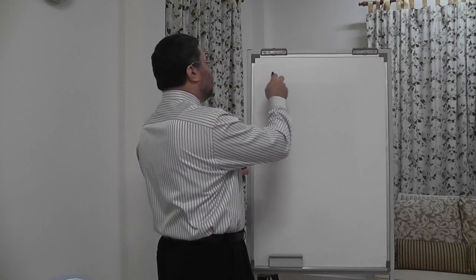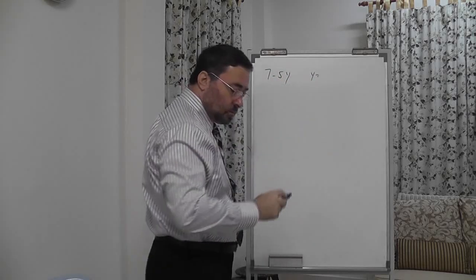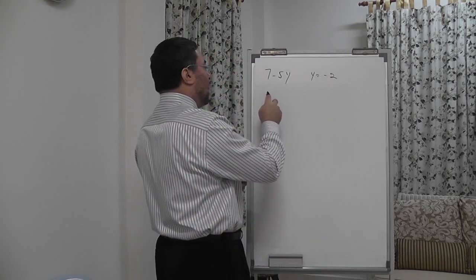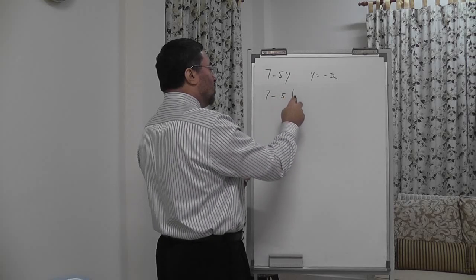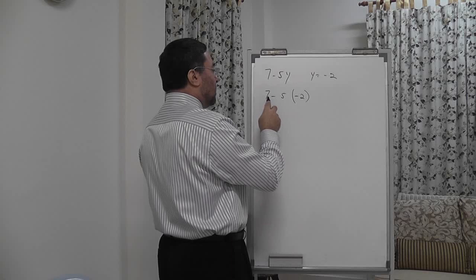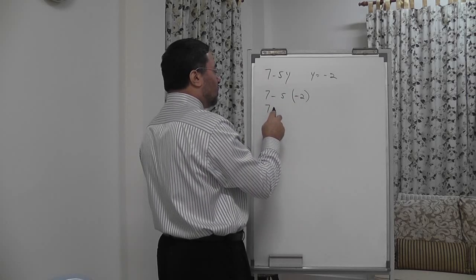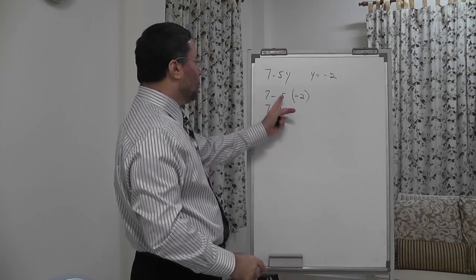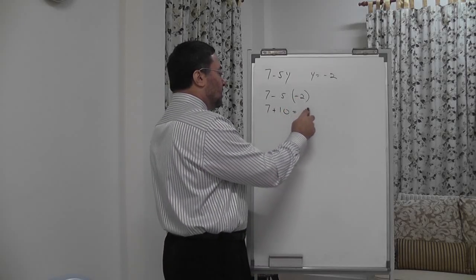So we start with number 12, 7 minus 5y, for y equals minus 2. Again, we replace the variable with this value. So 7 minus 5 into minus 2. 7 minus 5 times minus 2, that would be plus 10. A minus times a minus is a plus. 5 times 2 is 10. 7 plus 10, that's 17.